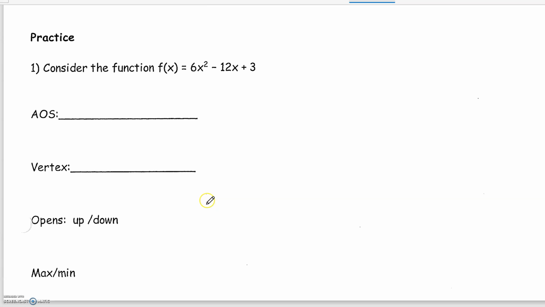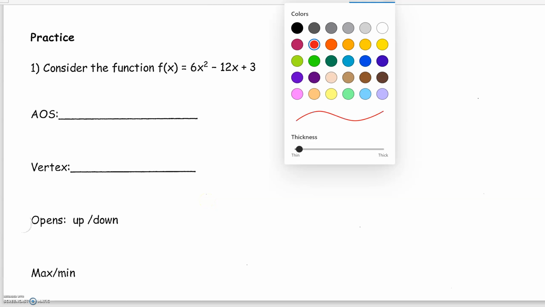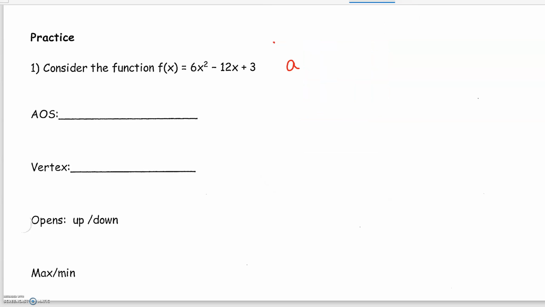So let's go ahead and try it. So we kind of have a formula of that negative b over 2a. So let's identify a, b, and c first. A is 6, b is negative 12, and c is 3.